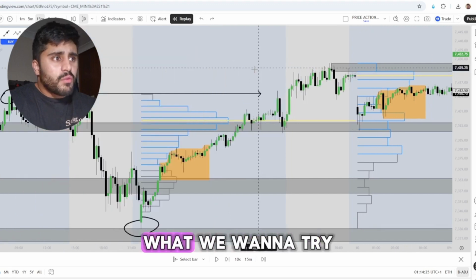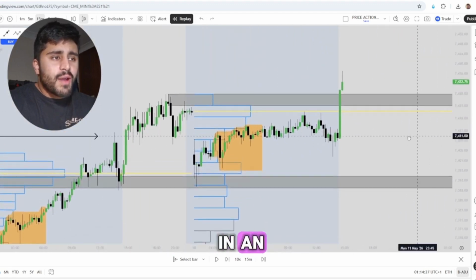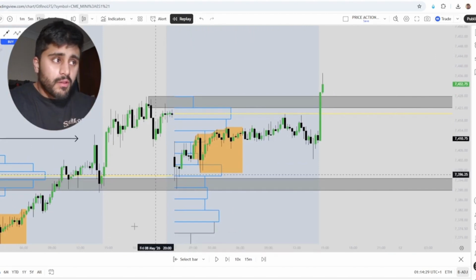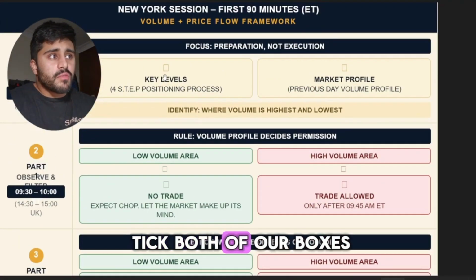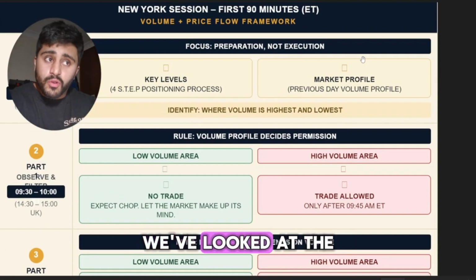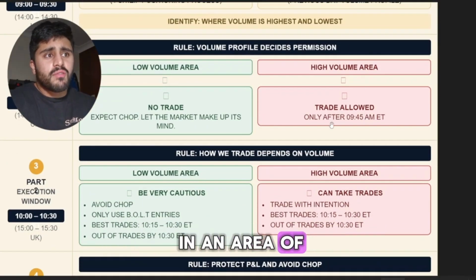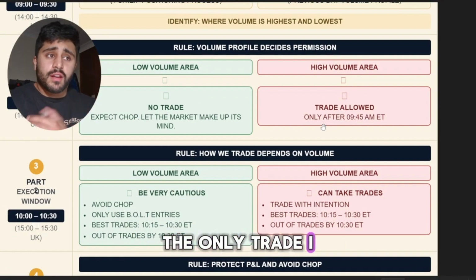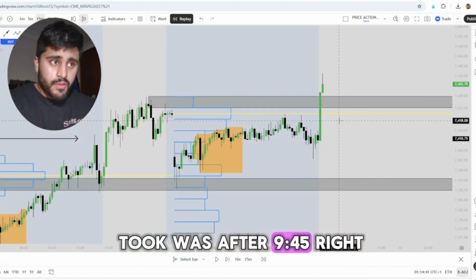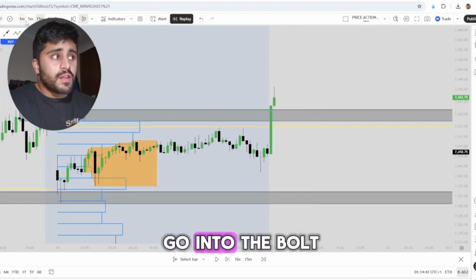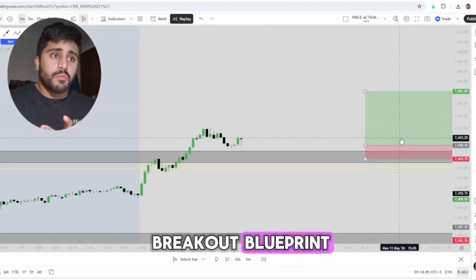Now from there, what we want to try and understand is we're at an area of high volume. All right. So we basically tick both of our boxes. Tick, tick, right? We've looked at the market profile. We've understood key levels. Now from here, we're in an area of high volume. So the only trade I took was after 9:45, right? So this is where we're now going to go into the bolt breakout blueprint, right?